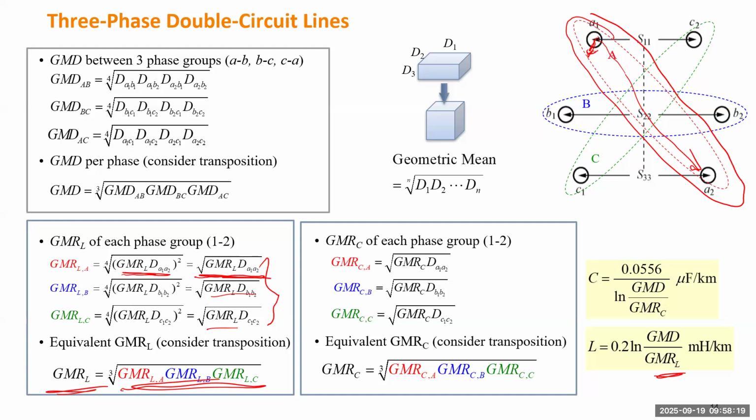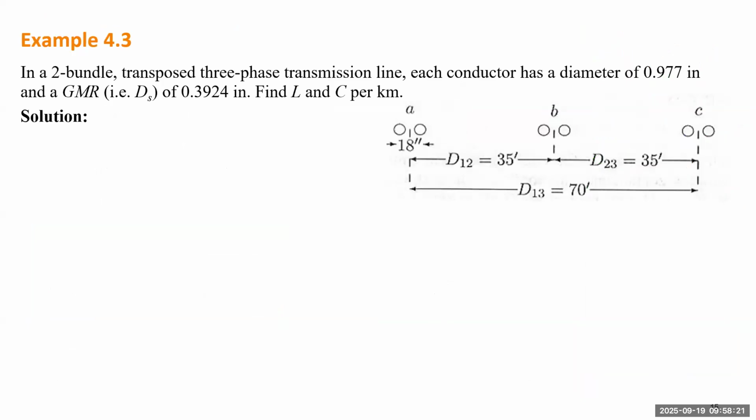So now you know how to calculate the 3-phase line. In the textbook, there's one example. You consider the 3-phase line, each phase has 2 bundles, and the bundle has a distance of 18 inches, and each phase has a distance of 35 feet. And the largest distance between A and C will be 70 feet. They give you the GMR for each conductor. They want to figure out the L and the C.